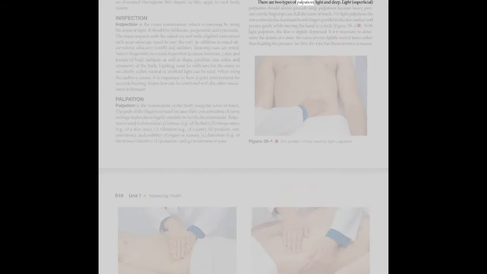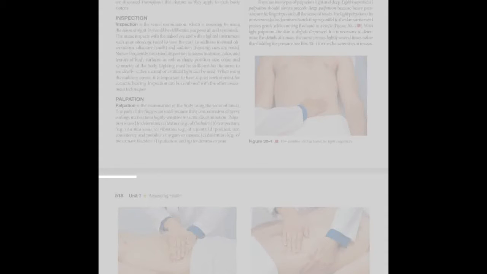There are two types of palpation, light and deep. Light, superficial palpation should always precede deep palpation, because heavy pressure on the fingertips can dull the sense of touch. For light palpation, the nurse extends the dominant hand's fingers parallel to the skin surface and presses gently while moving the hand in a circle, Figure 30-1. With light palpation, the skin is slightly depressed. If it is necessary to determine the details of a mass, the nurse presses lightly several times, rather than holding the pressure. See Box 30-4 for the characteristics of masses.